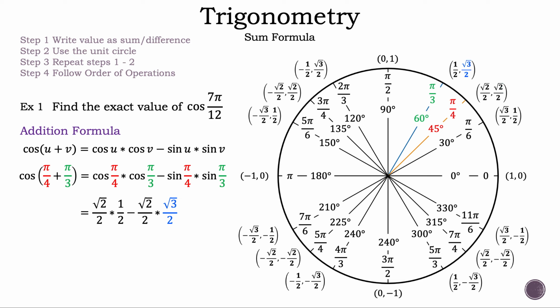That's right, square root of 3 over 2. Now we can multiply these numbers together, so we have the square root of 2 over 4 minus the square root of 6 over 4. Now we can combine these fractions since we have a common denominator. So cosine of pi over 4 plus pi over 3 is equal to the square root of 2 minus the square root of 6 over 4. And that is the answer for example 1.